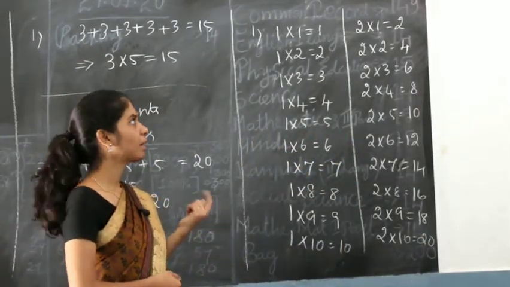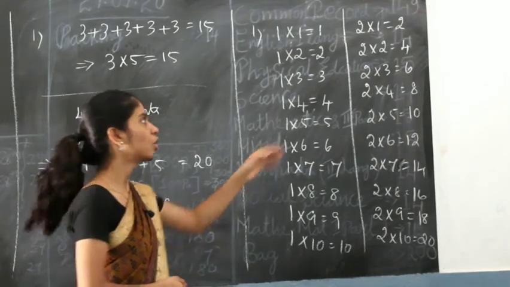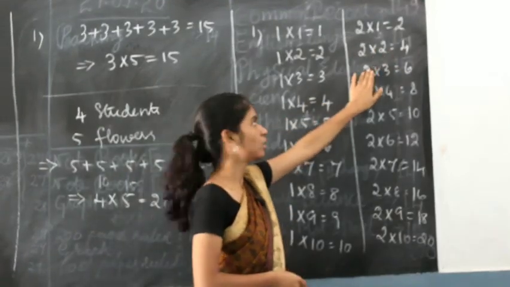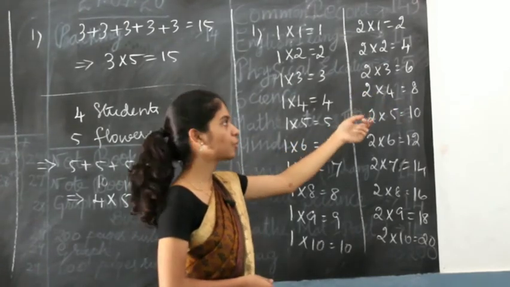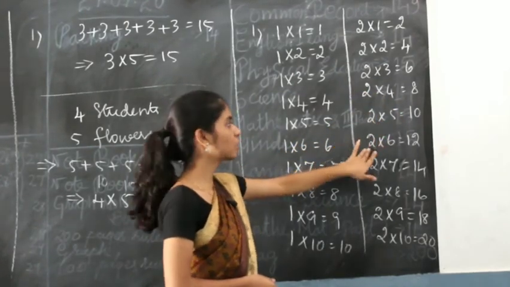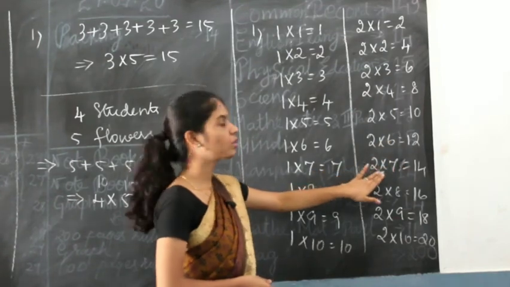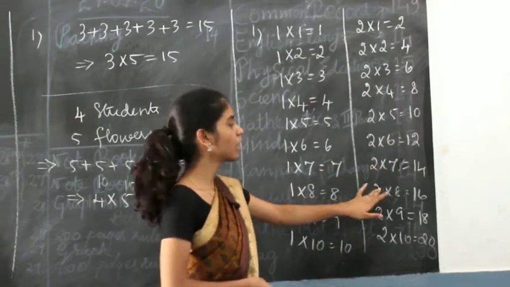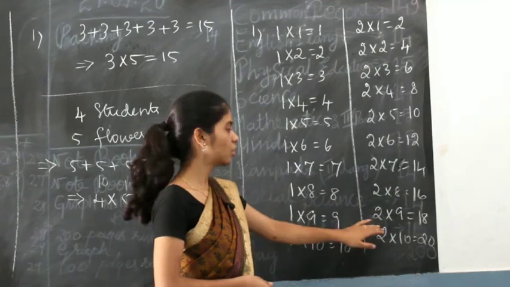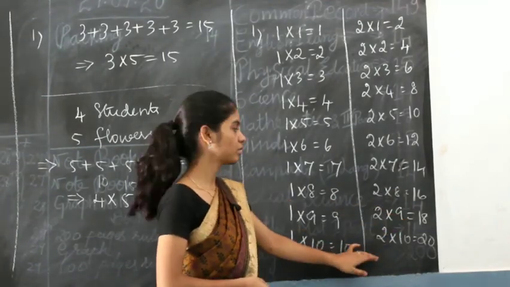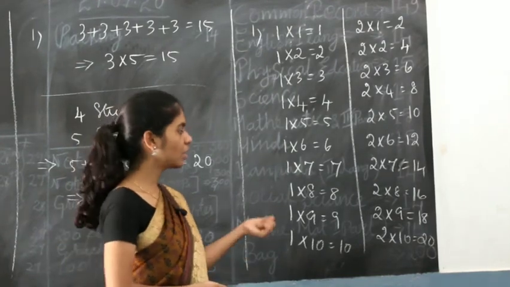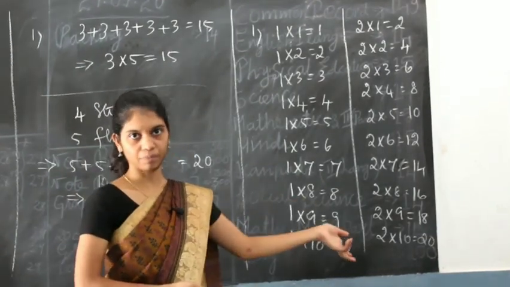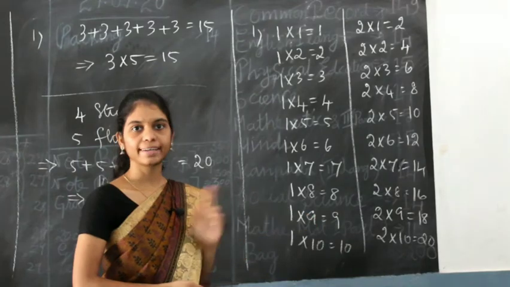Repeat after me. 2 1s are 2. 2 2s are 4. 2 3s are 6. 2 4s are 8. 2 5s are 10. 2 6s are 12. 2 7s are 14. 2 8s are 16. 2 9s are 18. 2 10s are 20. So here is your homework. You have to learn 1 table and 2 table. Okay, and write it down 2 times.